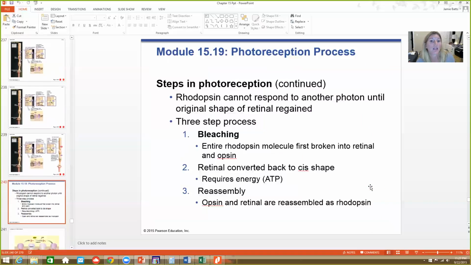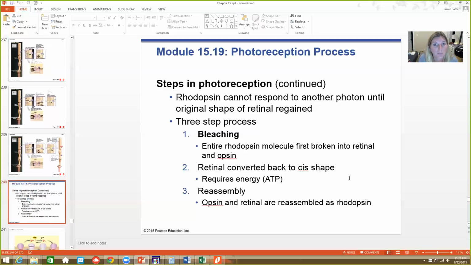So rhodopsin cannot respond to another photon until the original shape of retinal is regained. Remember that whole process, retinal was changed from that 11-cis to that 11-trans, right? It changed shape. So there are 3 steps to getting the retinal back. Remember, this is all to see 1 photon of light.